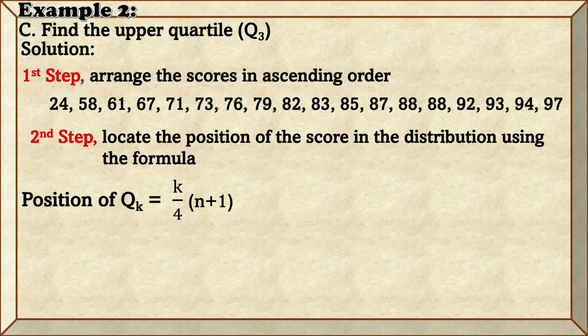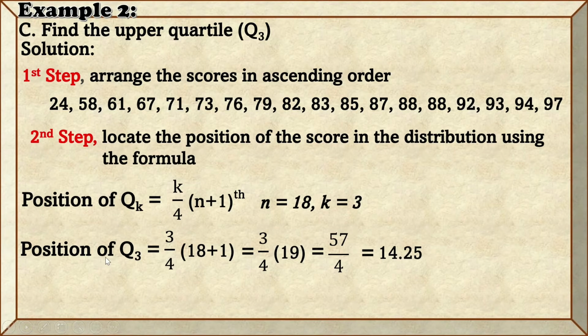So, by this time, the value of K is 3, because what we are looking for is the third quartile. We have to substitute the value of N and K to our formula. The position of the third quartile is 3 over 4 times the quantity of 18 plus 1. So we have 3 over 4 times 19 equals 57 over 4 equals 14.25, or the 14.25th score.